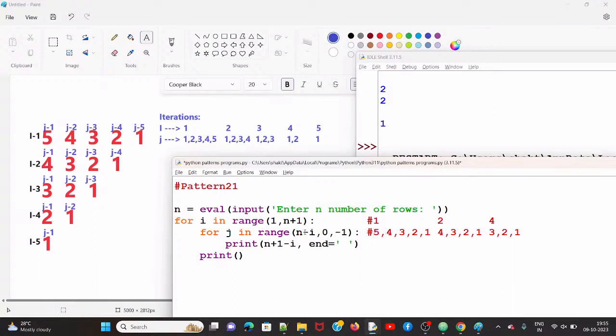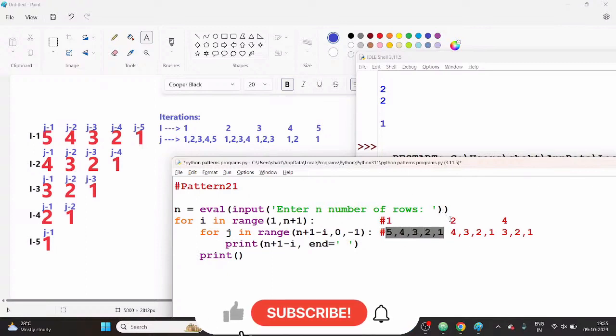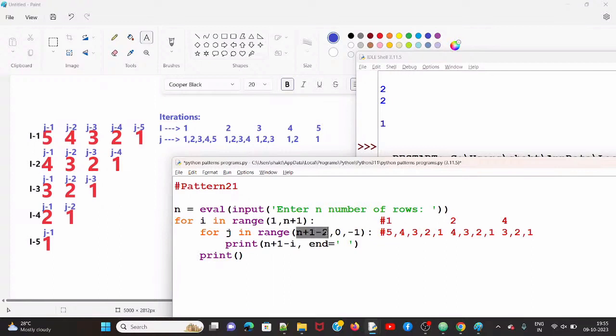I want 5 also. Then add 1, guys. 5 plus 1, 6. 6 minus 1, 5. So starting with 5. When i value is 1, starting with 5 up to 1 will come, as I take the 0 as the end. That is fine. When i value is 2, it is replaced by 2. So n plus 1, 5 plus 1 is 6. 6 minus 2, 4. Starting 4 now. So 4 onwards up to 1 will come.